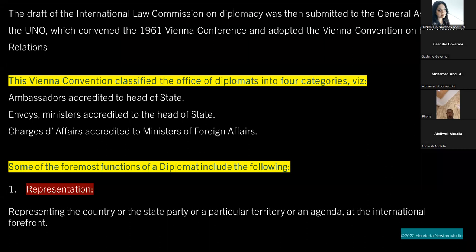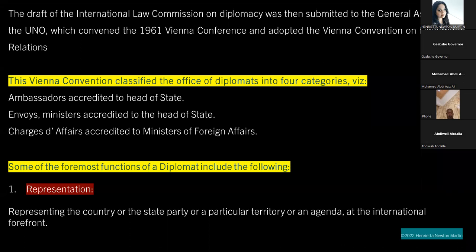This Vienna Convention classified the office of diplomats into categories: ambassadors accredited to the head of state, envoys who are ministers accredited to the head of state, and chargés d'affaires accredited to the Ministry of Foreign Affairs.